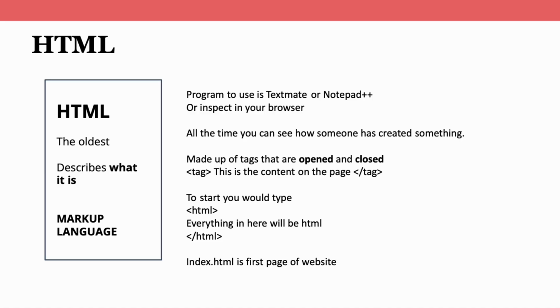HTML is made up of tags that are open and closed. Closed is signified by a /, and all tags are between the less than and greater than symbols. So for example, to start a page coded in HTML, you would type in TextMate, less than symbol HTML, greater than symbol. Everything in here now will be HTML. And then to close that tag, you would say less than symbol, /HTML, and then greater than symbol. When naming files, the first page of the website is always called index.html.